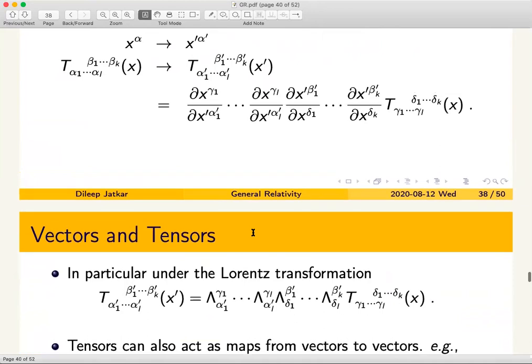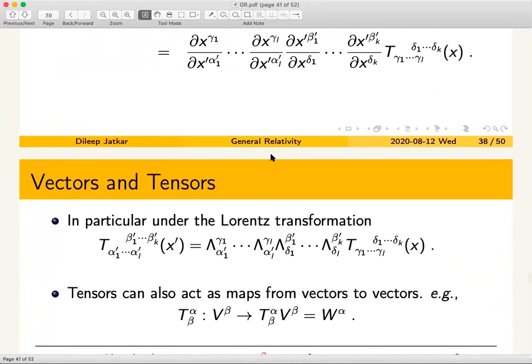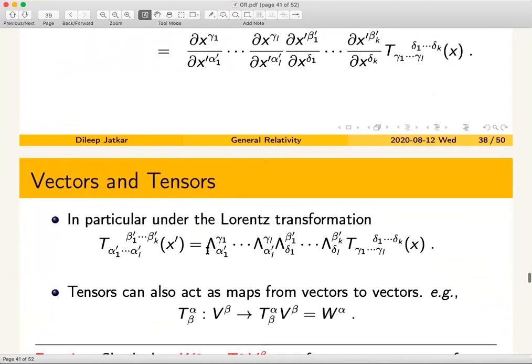Fine. So this transformation property of the tensor can be reduced to the Lorentz transformations, and that would correspond to the appropriate number of lambdas that would occur. So there would be L lambdas with alpha prime indices downstairs, and there would be K lambdas with beta prime indices upstairs. That takes care of the appropriate number of covariant and contravariant indices of the tensor under Lorentz transformation.